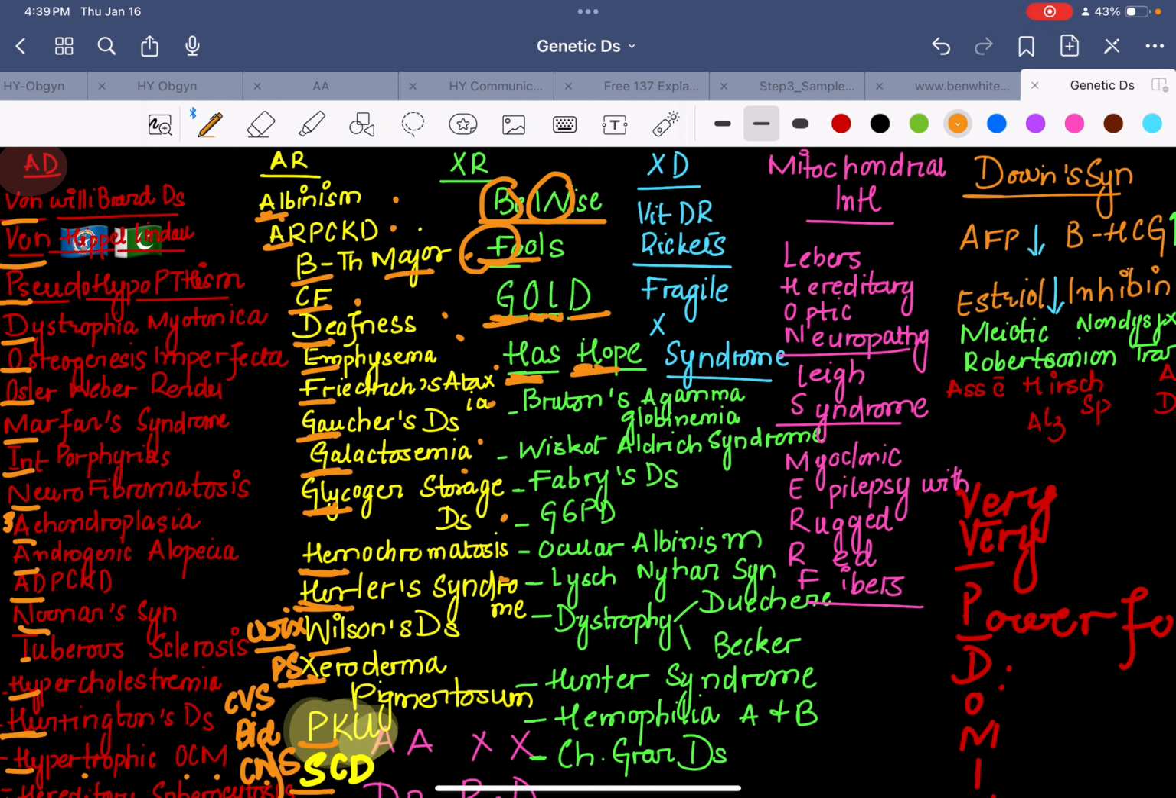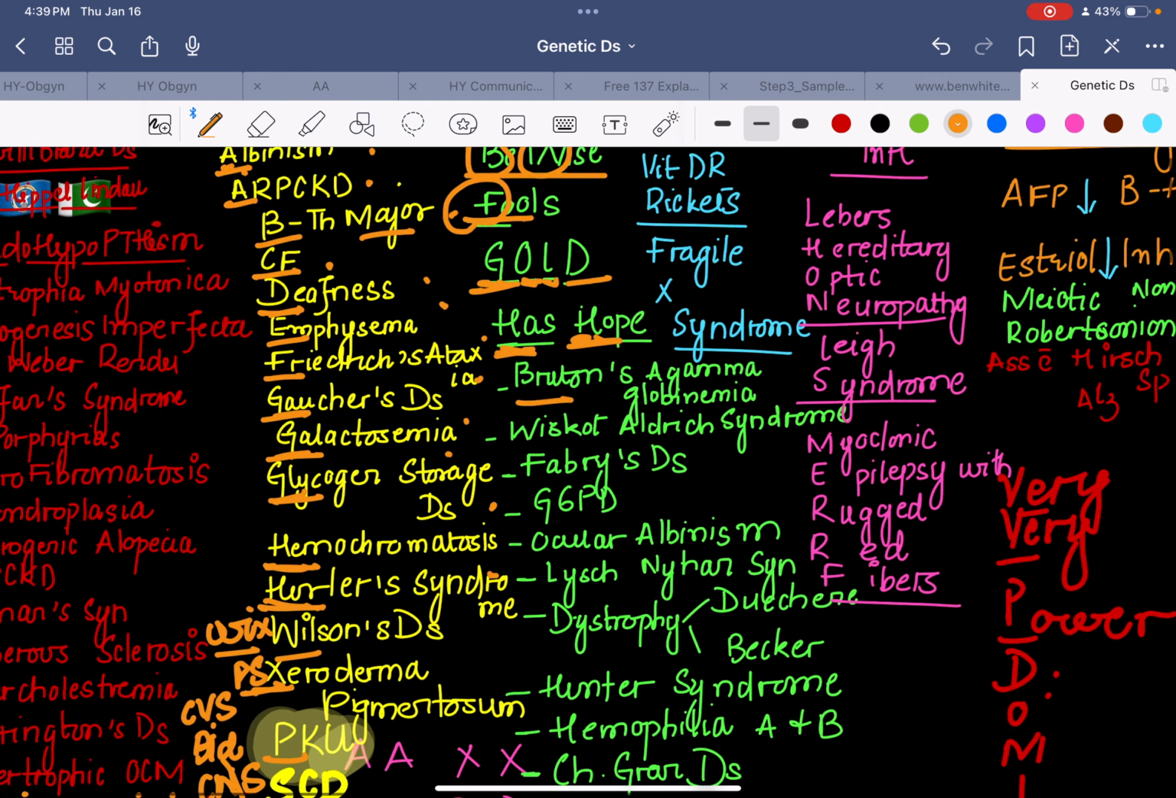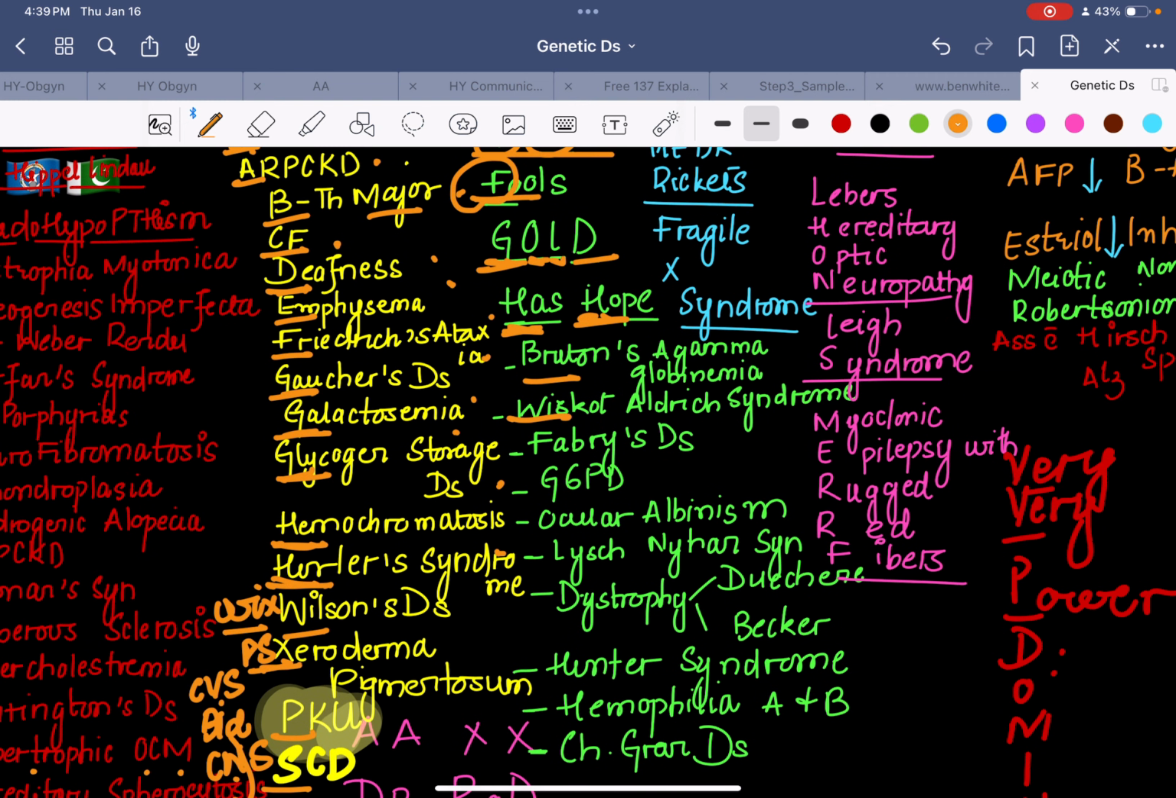So let's begin. B for Bruton's agammaglobulinemia, W for Wiskott-Aldrich syndrome, F for Fabry's disease, G for G6PD deficiency, O for ocular albinism, L for Lesch-Nyhan syndrome, D for dystrophies such as Duchenne's and Becker, H for Hunter syndrome, and H for hemophilia A and B.